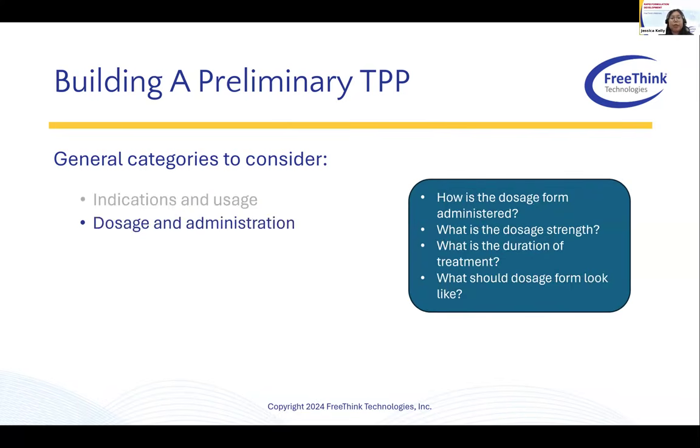In the next section, dosage and administration, we may ask questions like, how is the dosage form administered? So is it administered orally, through IV, and where is it administered? Is it at home or in the hospital? So what is the dosage strength, but also how many strengths are needed? Another question, what is the duration of the treatment? So is it for chronic or acute treatment? And what should the dosage form look like? So are there any size requirements or formulation component requirements that should be considered?